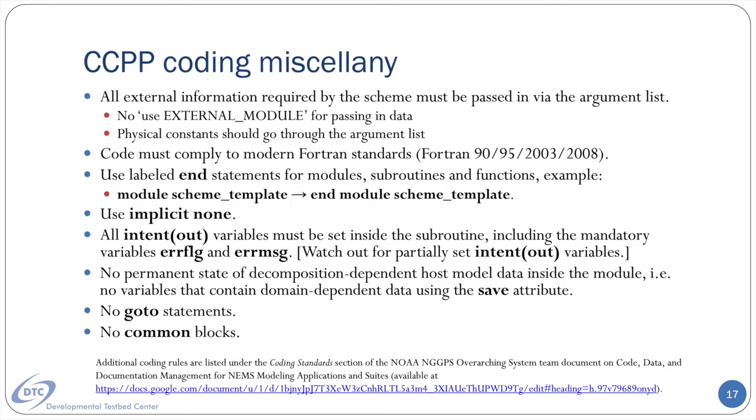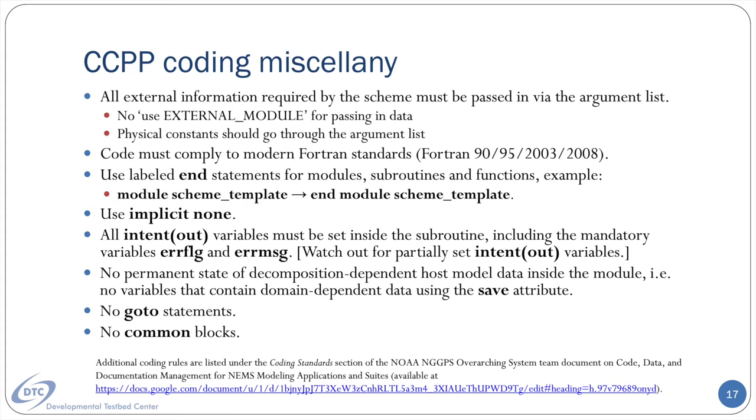Although, in general, it is not the goal of the CCPP project to enforce a particular coding style or method, it is important that some minimum coding requirements are met. Following these requirements should aid future maintenance and portability of CCPP-compliant schemes. Although examples of older standards of Fortran exist within the CCPP physics repository, new schemes should choose to follow the Fortran 90 standard up to the Fortran 2008 standard. Next, labeled end statements of modules and subroutines are required for proper parsing of the code by the CCPP framework. Also, using implicit none is required, preferably at the module level.